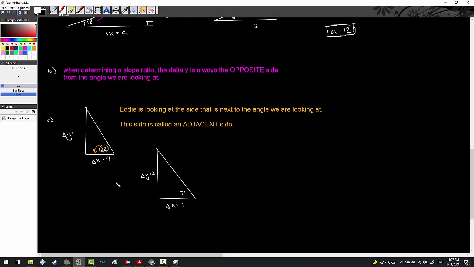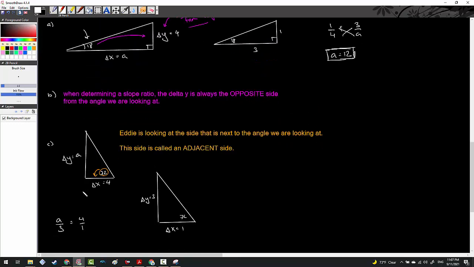Let's compare triangles here. I'll call this A. We don't know what that is. A over 3, right? Left over right is equal to 4/1. I feel like we're in a similar position here, right? Because no matter how I cut it, it seems like the A is being multiplied by the 1, so A equals 12. I think Eddie and Tiana are onto something. I think Mei Lin is onto something with not even having to reorient the triangle.